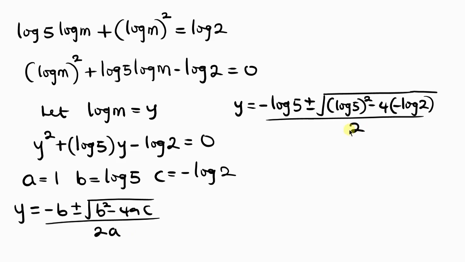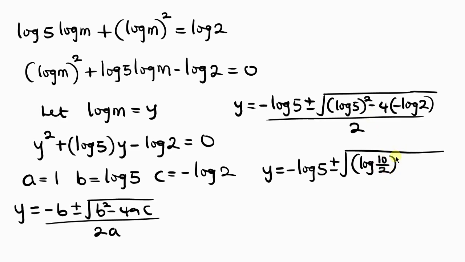Our next step will be to simplify this log 5 and also work on this minus and this other minus. So we have y to be equal to negative log 5 plus or minus the square root of, now log 5 is same as log 10 divided by 2.